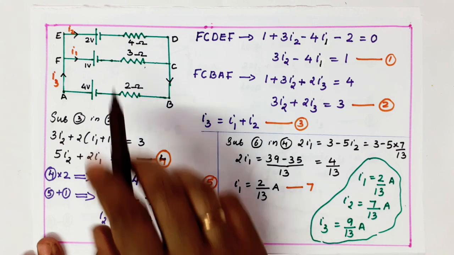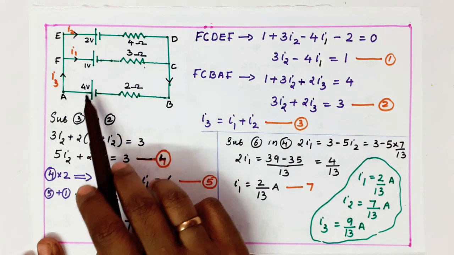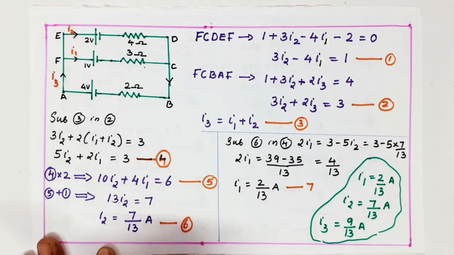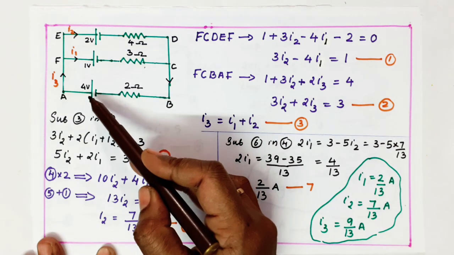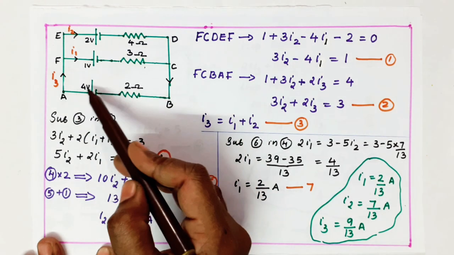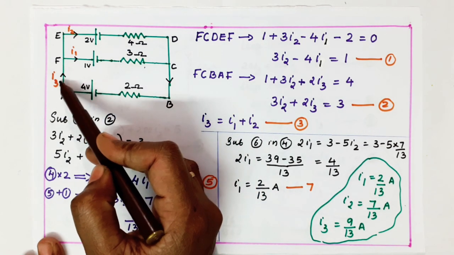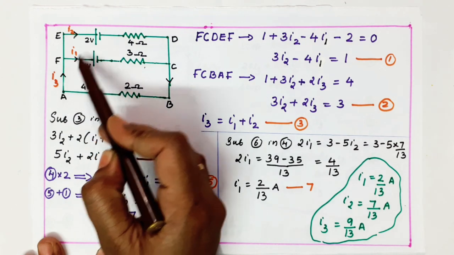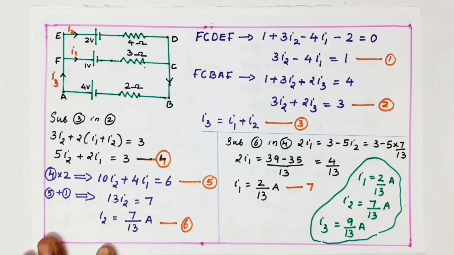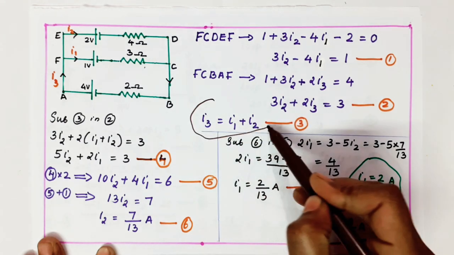See a different question. 2 volt, 1 volt, 4 volt. All positive terminals are connected like this. How will you do this sum? In this, my convention is, I will find out which is higher. 4 volt is higher. So I will take from the 4 volt cell, one current comes out, that is I3. It is split into I1 and I2. So I will write a very important equation first.